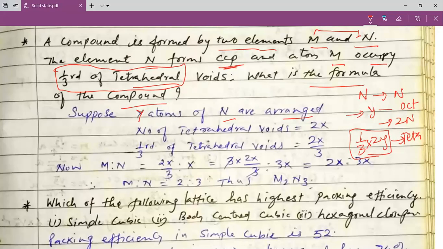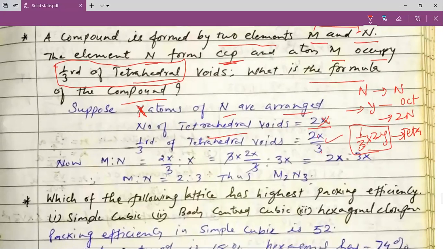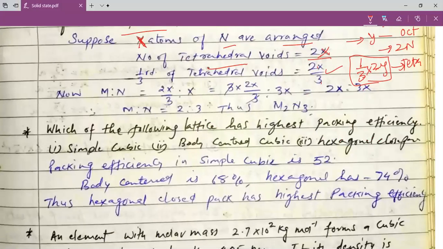So if Y atoms of N are arranged, the total number of tetrahedral voids would be 2Y, or they have written X, so let us write X. If X atoms are arranged, then the total number of voids would be 2X, and 1/3 of the tetrahedral voids would be 2X/3. So that is the total number of M. Now let us put M is to N. Number of M is equal to 2X/3. Number of N is equal to X.